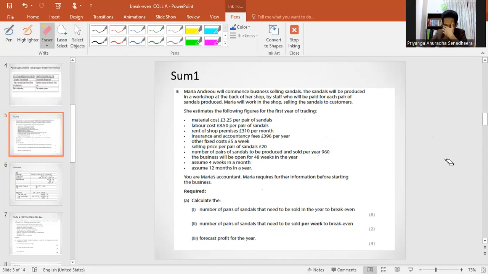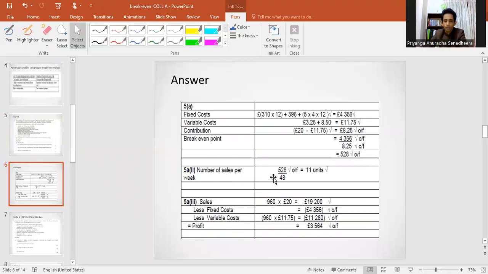So when you are going to take the forecast profit, you can use two formulas. It's based on the information you have in the sum. One is total contribution minus fixed cost, you get the profit. And the other one is revenue minus total cost. That means revenue minus fixed cost and the variable cost. So when you go to the marking scheme, you can understand they use the second one, revenue minus fixed cost and the variable cost.